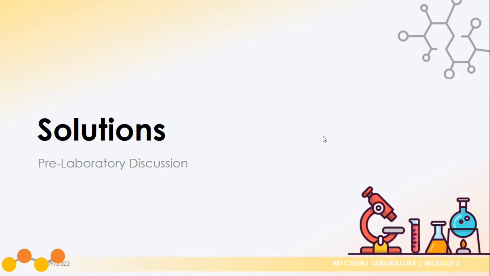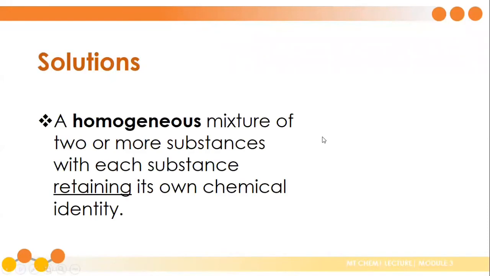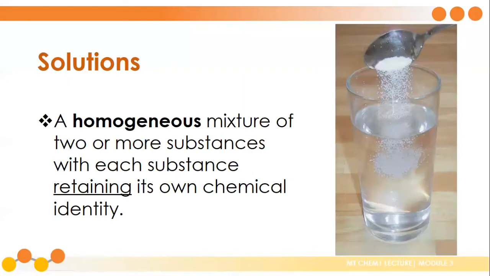First, let's define what solutions are. Solutions are a homogeneous mixture of 2 or more substances with each substance retaining its own chemical identity. So we have here an example shown on the screen, a solution of water and salt. These are the substances that we are referring to. What we have here is a homogeneous mixture. When we say a homogeneous mixture, it means that the substance that we are observing has a uniform appearance. You cannot distinguish anymore which the components are and they do not settle over time.